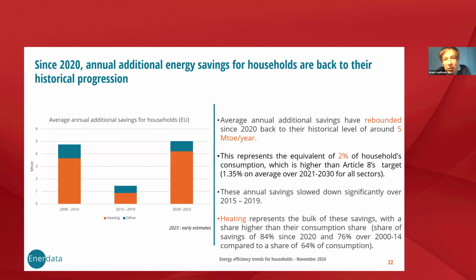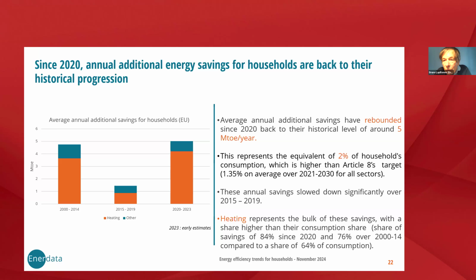Energy efficiency improvements mean we are saving energy. So in Odyssey, we calculate the energy savings, and here we are providing the annual additional savings by period, for the same periods as before. And what is interesting is that since 2020, annual additional savings have rebounded to their historical level of around 5 million tonnes of oil equivalent per year.